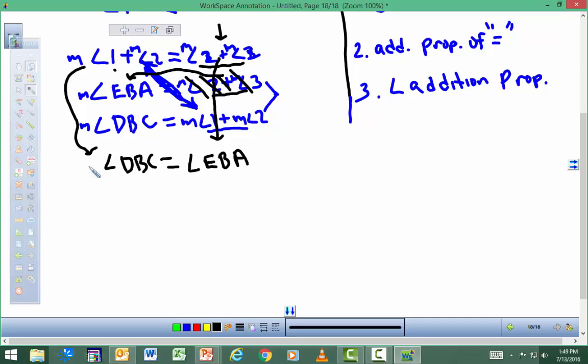Now, we're actually talking about the measures here, so I'll put the little m in front. The measure of angle DBC is equal to the measure of EBA. Okay, so there we have it. Now, the reason that you can replace this with something that's equal to it, well, we found out it's equal to this one, it's called the substitution property.